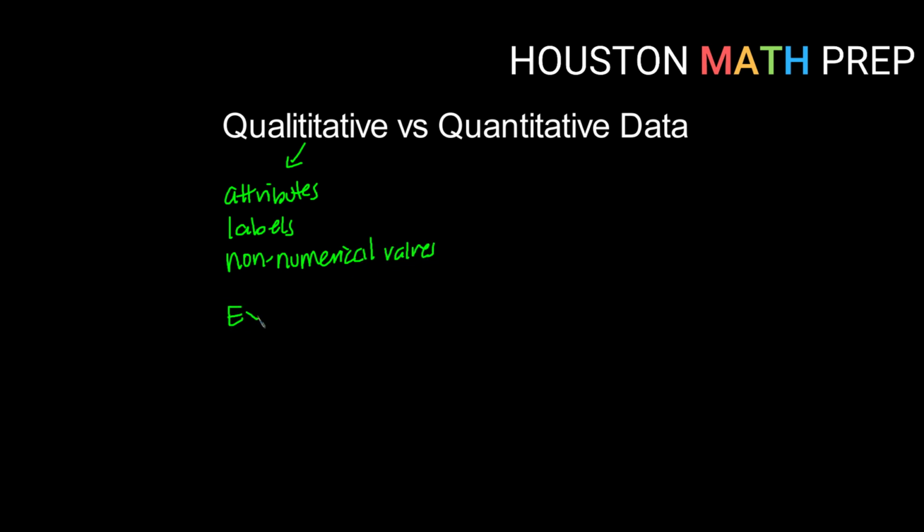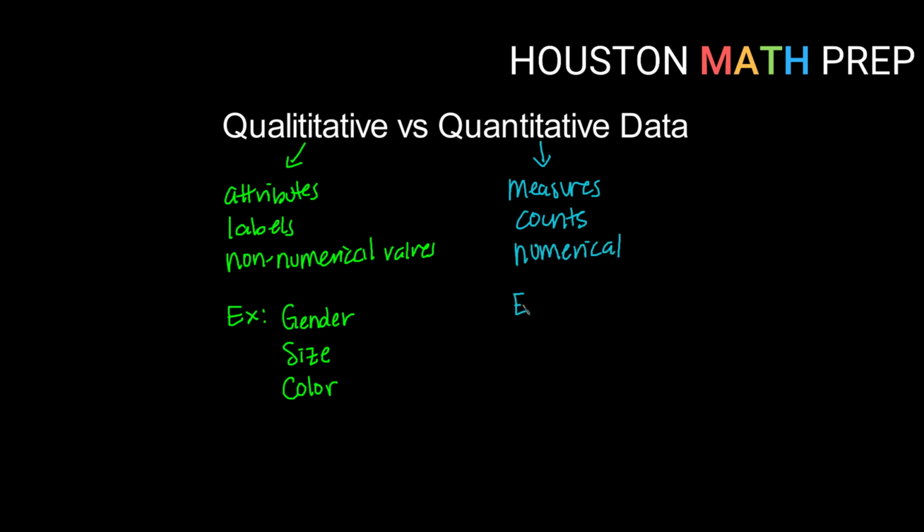So some examples of qualitative data might be gender or size, for example, small, medium, large, or color of something. And we can compare that with quantitative data. So quantitative data are measures or counts. So in general, quantitative data is numerical.